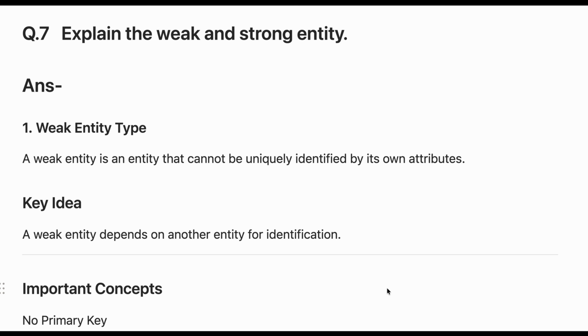A weak entity is an entity that cannot be uniquely identified using its own attributes. It depends on another entity called the owner entity for its identification. So, this is the key idea for the weak entity.